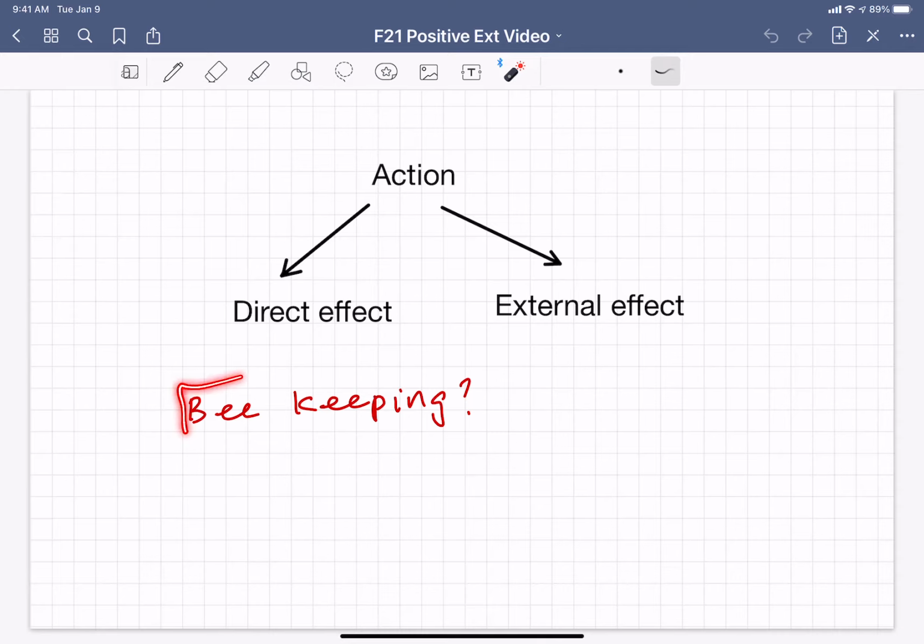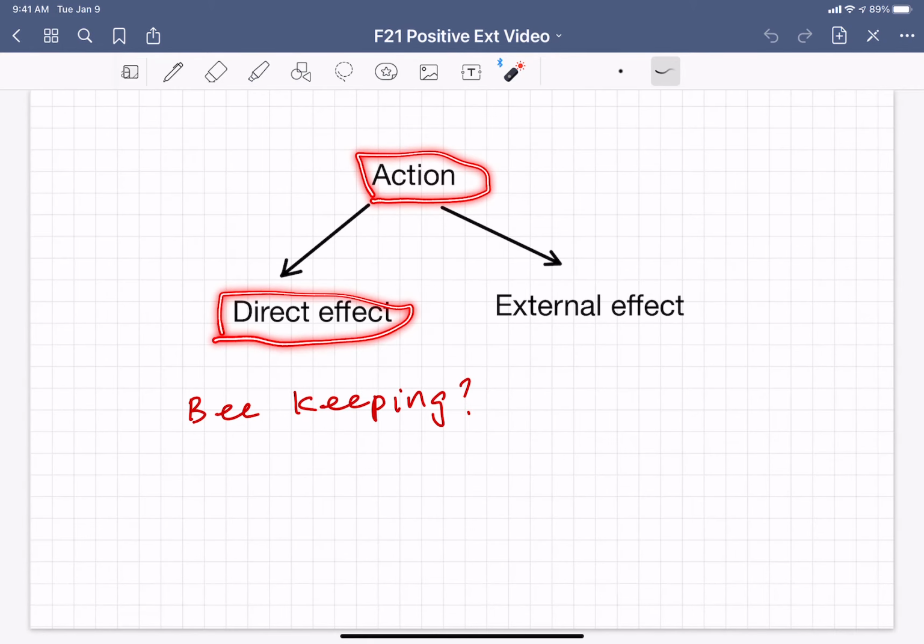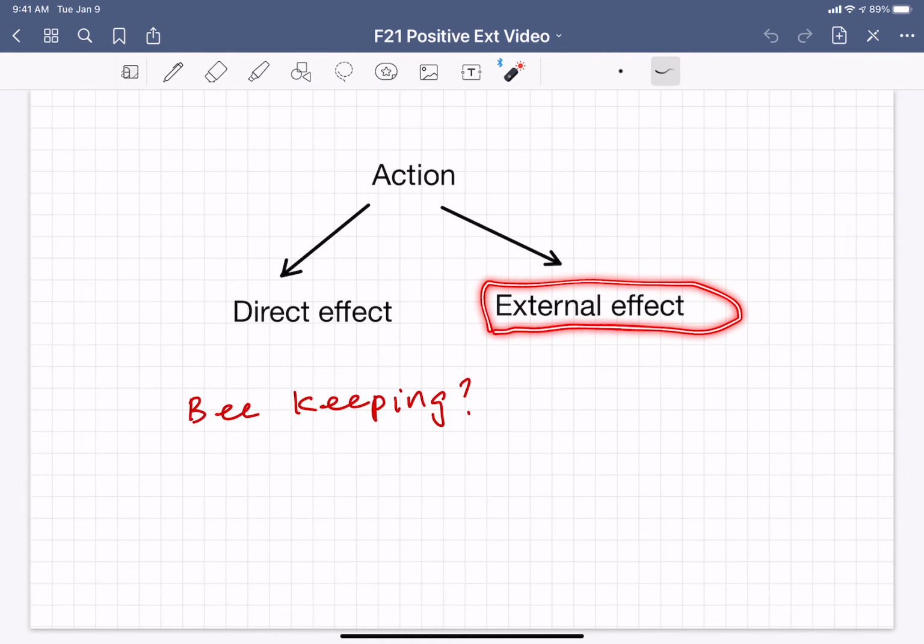So like examples, I'll probably leave most of them for you to present in class, but let's start with beekeeping. So beekeeping, why do people keep bees? Well, they want some honey. That will be the direct effect. But if it happens that bees do something else, which you guys probably can figure out, then this external effect will benefit someone else. So as beekeeping is a textbook example, you probably know by now that the external effect will be pollination, right?